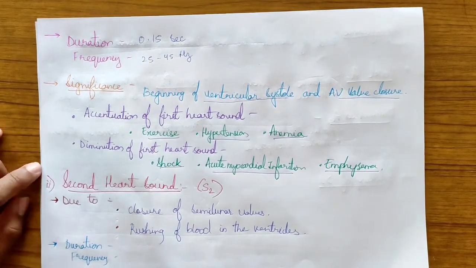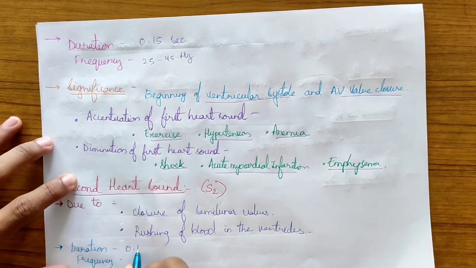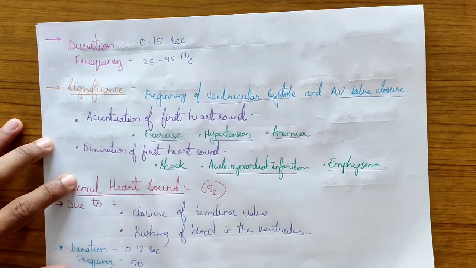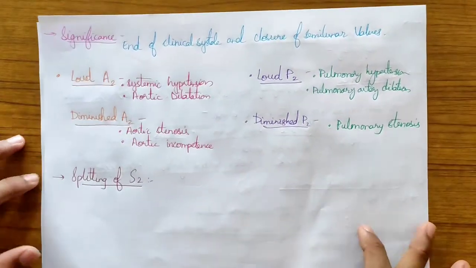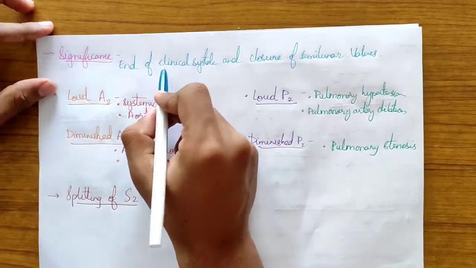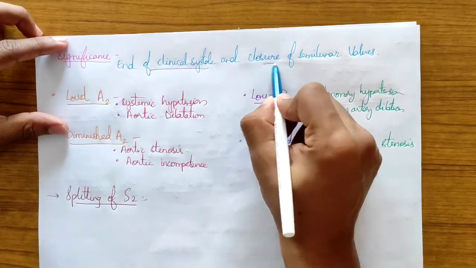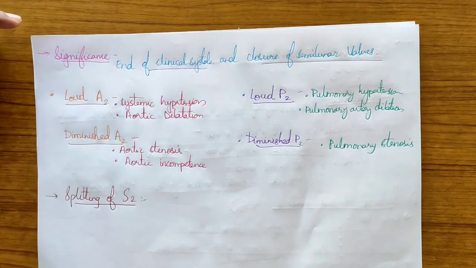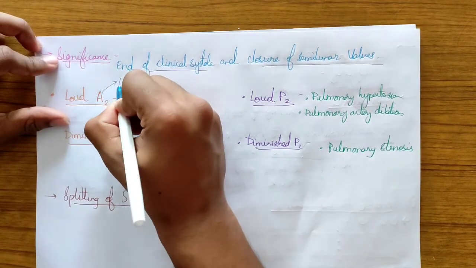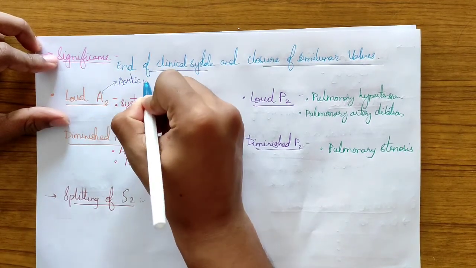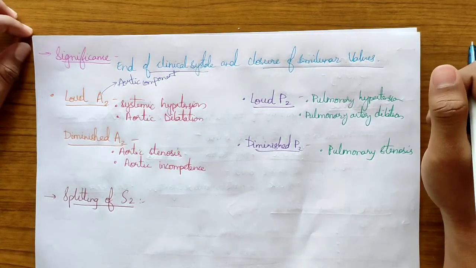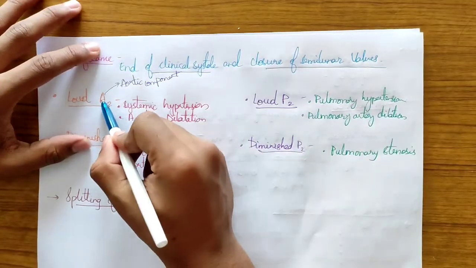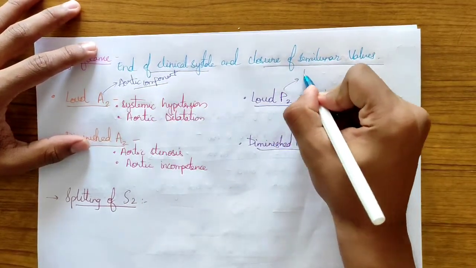So what is the duration of the second heart sound? It is 0.12 seconds, and the frequency is more than, or double, that of the first heart sound, that is 50 Hz. So what is its significance? It signifies the end of the clinical systole and also the closure of the semilunar valves. So the loud A2, A here means the aortic component. Semilunar valves means the aortic valve and also the pulmonary valve, so it can mean both. Here A means the aortic component and P means the pulmonary component.